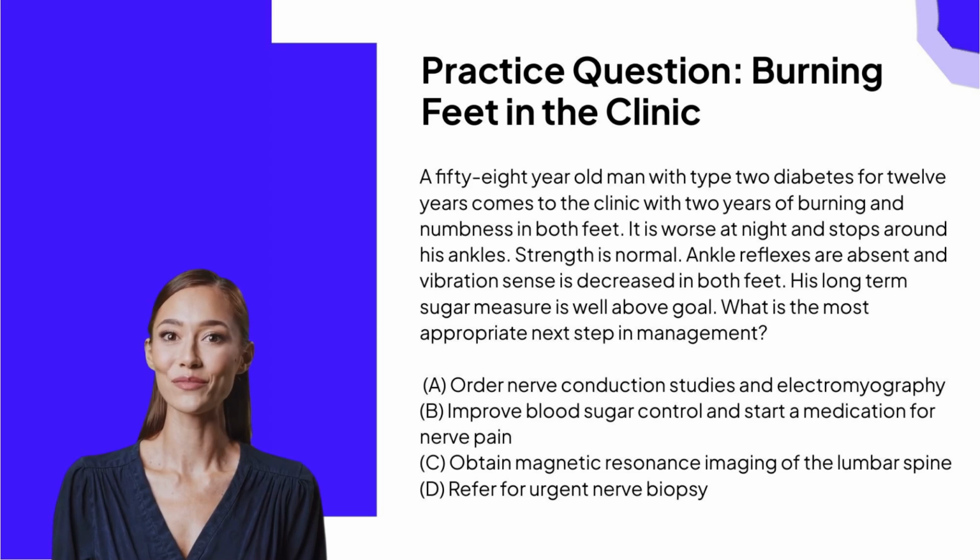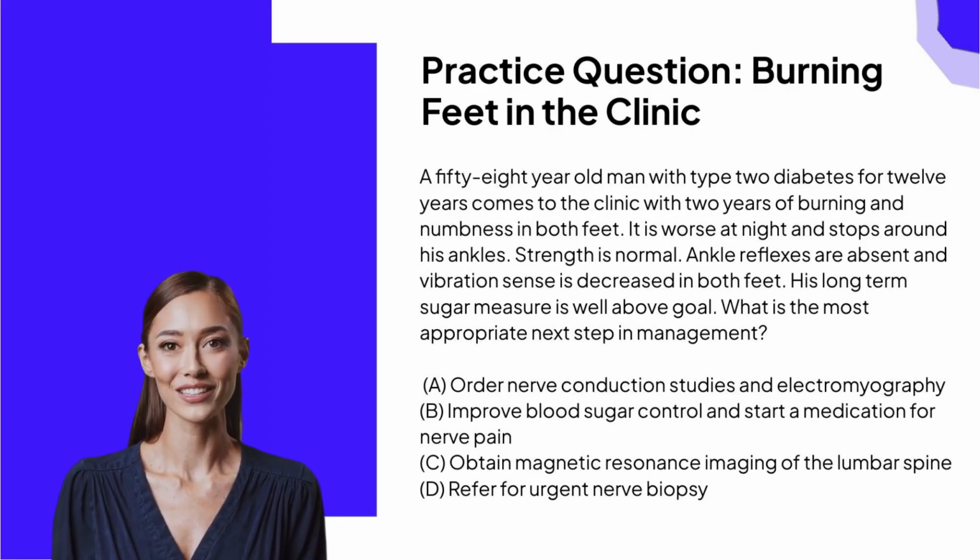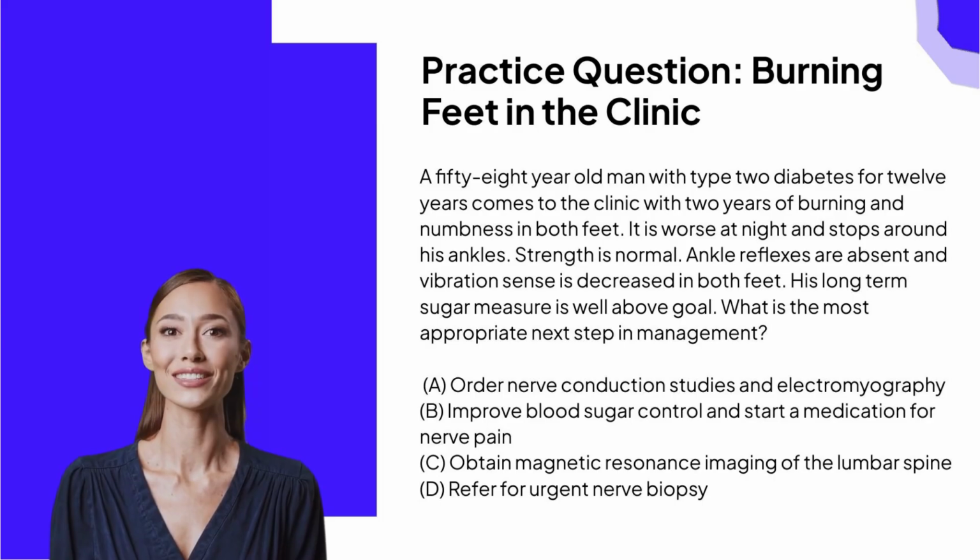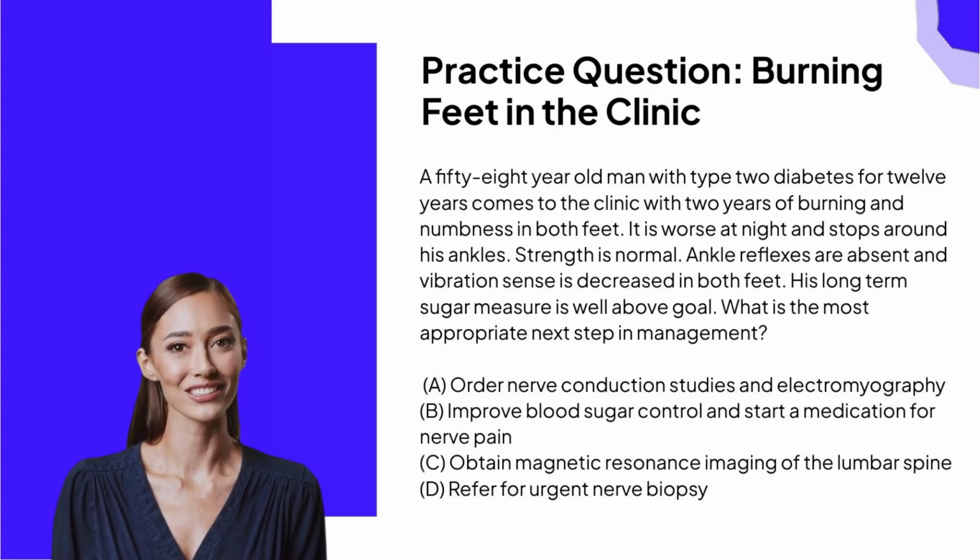Let us work our first practice question. A 58-year-old man with type 2 diabetes for 12 years has 2 years of burning and numbness in both feet, worse at night, stopping around his ankles. Strength is normal. Ankle reflexes are absent, and vibration sense is decreased. His long-term sugar measure is well above goal. The question asks for the most appropriate next step.